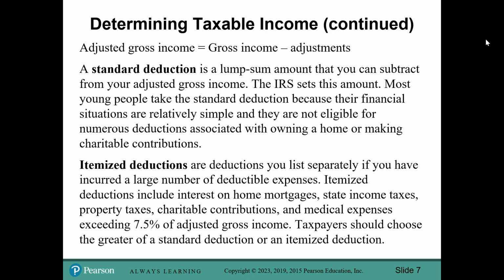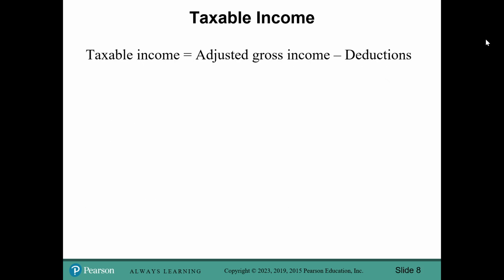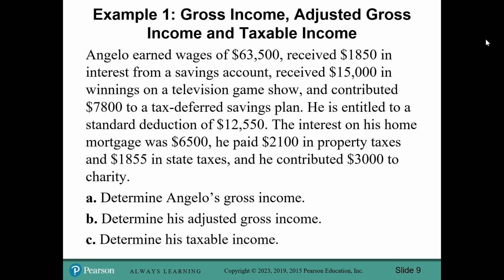Now, you also have itemized deductions, or deductions that you list separately if you have incurred a large number of deductible expenses. Itemized deductions include interest on home mortgages, state income taxes, property taxes, charitable contributions, and medical expenses exceeding 7.5% of adjusted gross income. Taxpayers should choose the greater of a standard deduction or an itemized deduction, so that your taxable income equals your adjusted gross income minus your deductions.